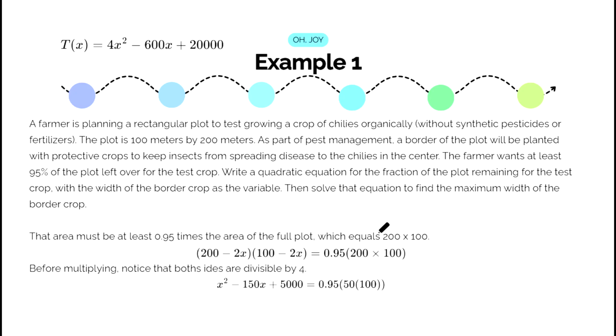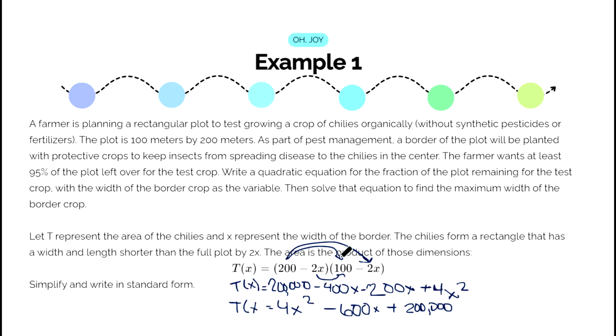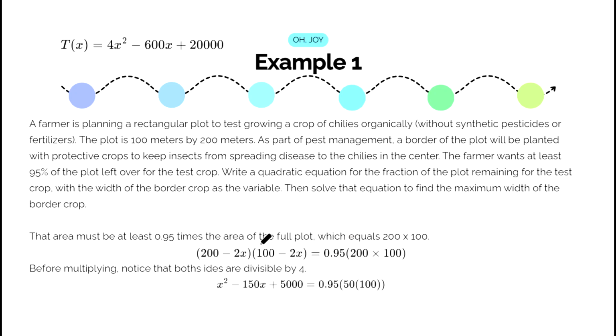200 by 100. The full plot is 200 by 100, but we can only use 95% of it for the chilies, okay, because that's what all this garbage said. So we're taking this original bit that we had from over here, the 200 minus 2x, 100 minus 2x, okay, and we're setting it equal to 95% of the plot, which is 200 by 100, okay?